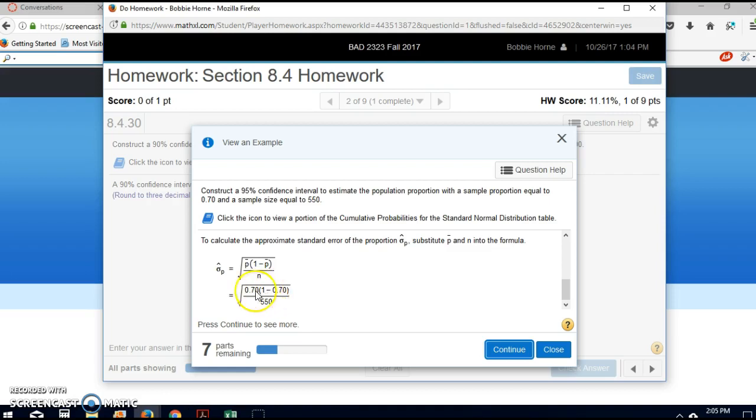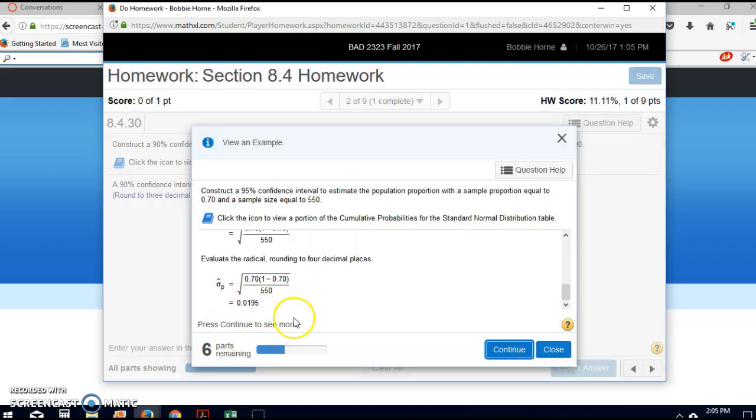So that's just a shortcut to understand, hey, if P is 0.70, then 0.30 goes in the parentheses. If P is 0.20 here, then 0.80 would go in the parentheses. If P is 0.75 here, then inside the parentheses would be 0.25. So then you multiply those together. This is 0.70 times 0.30. Divide that by 550 and take the square root of that. And you get this number here. And then you plug that in.